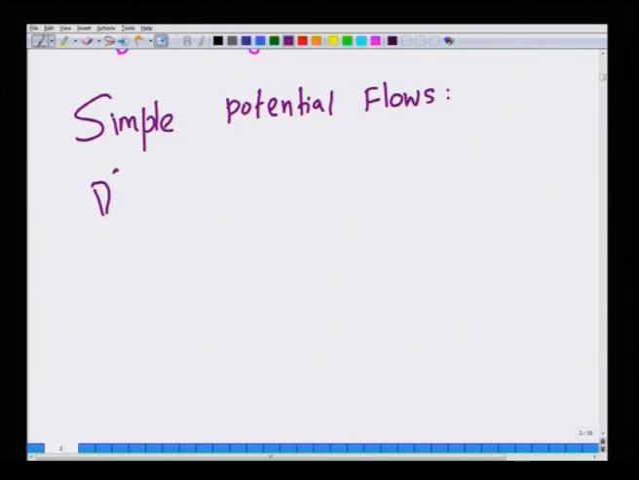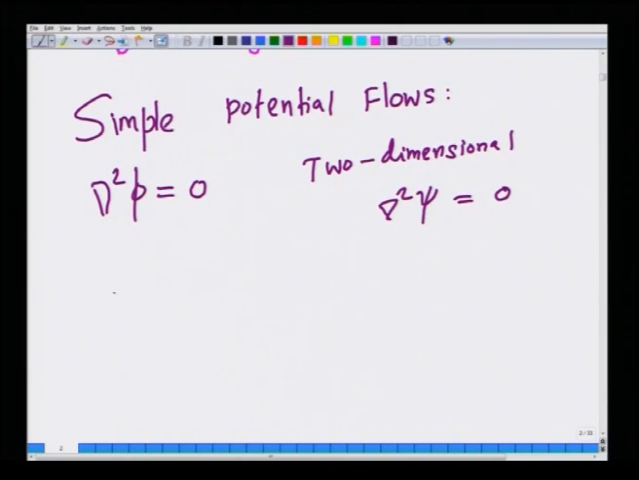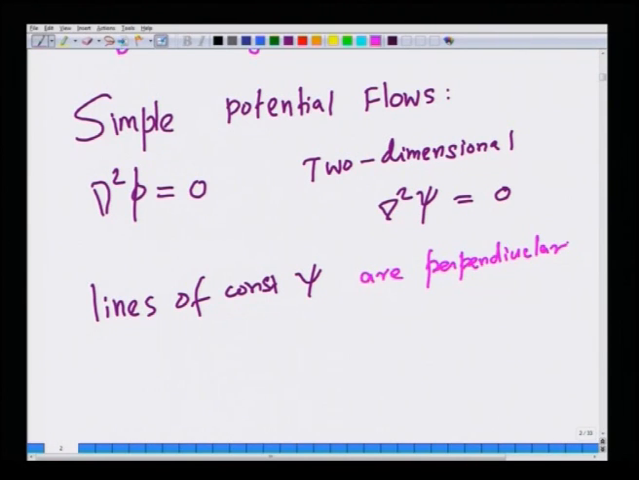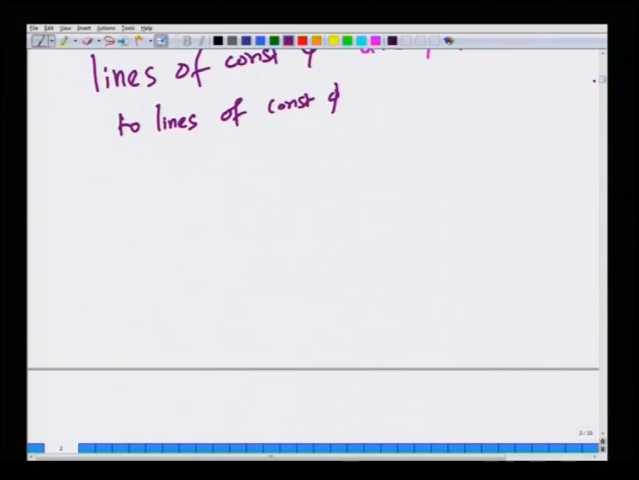Before that, we also discussed that just as this potential satisfies del squared phi equal to 0 for two dimensional flows, that is when the flow is happening only in the xy plane, we also showed that the stream function also satisfies the Laplace equation, and lines of constant stream function psi are perpendicular to lines of constant phi, that is the streamlines and equipotentials are orthogonal to each other at each and every point in the flow.